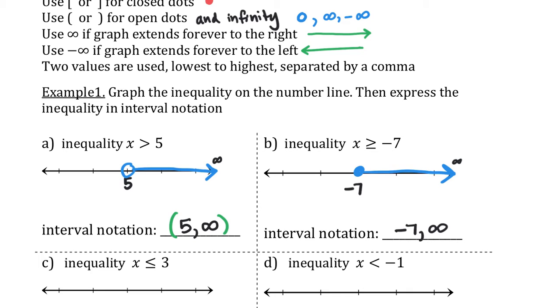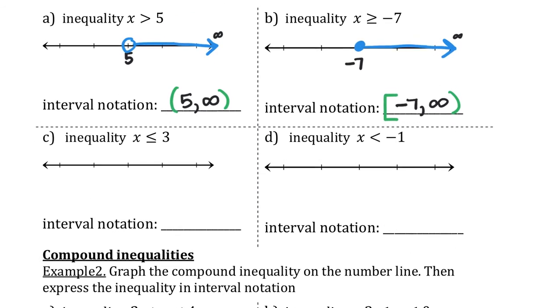Now I'm going to go back and see if they should have a parenthesis or a square bracket. At negative 7, there's a closed circle. Because there is a closed circle, I use the square bracket. At infinity, infinity always has a parenthesis, so I'm going to go ahead and put a parenthesis there. So this graph is shaded from negative 7 to positive infinity. At negative 7, there's a closed circle, and I indicated that with a bracket. We're going to keep going.